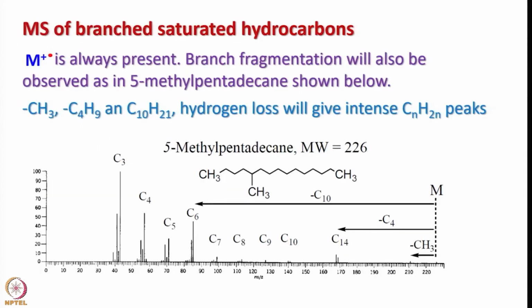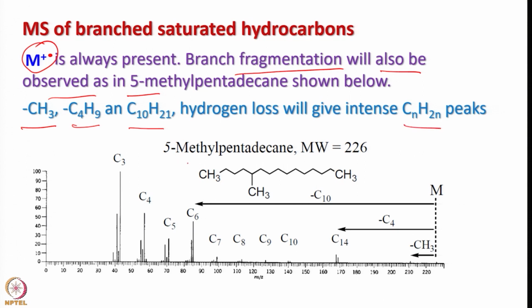Now let us look into the mass spectrum of branched saturated hydrocarbons. The cationic radical is always present in branched saturated hydrocarbons, and branch fragmentation will also be observed, as in 5-methylpentadecane, which I have shown here: CH3, C4H9 and C10H21. Hydrogen loss will give intense CnH2n peaks here.